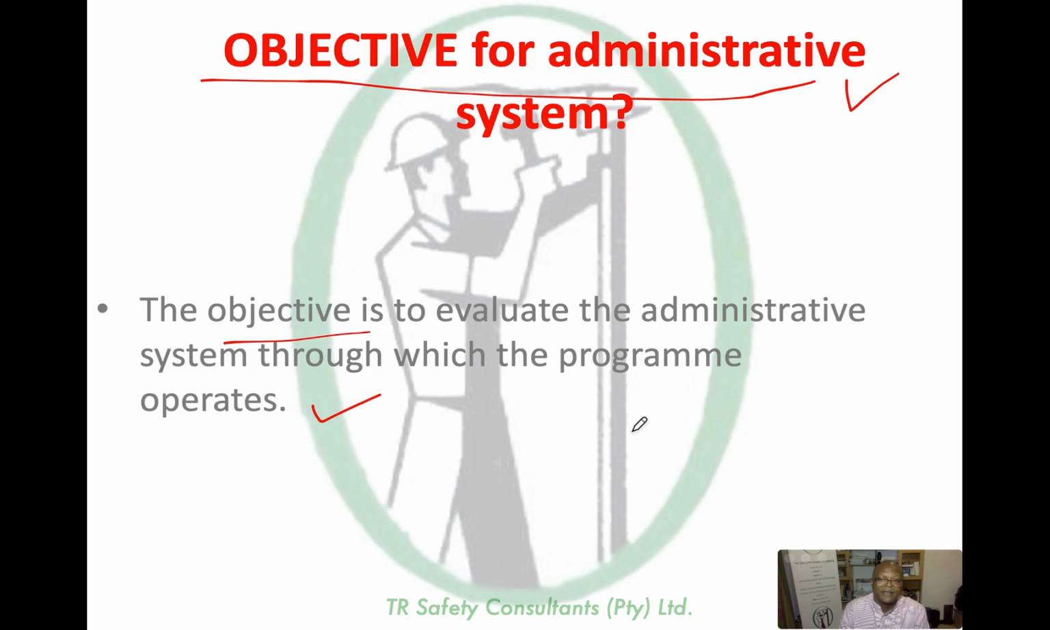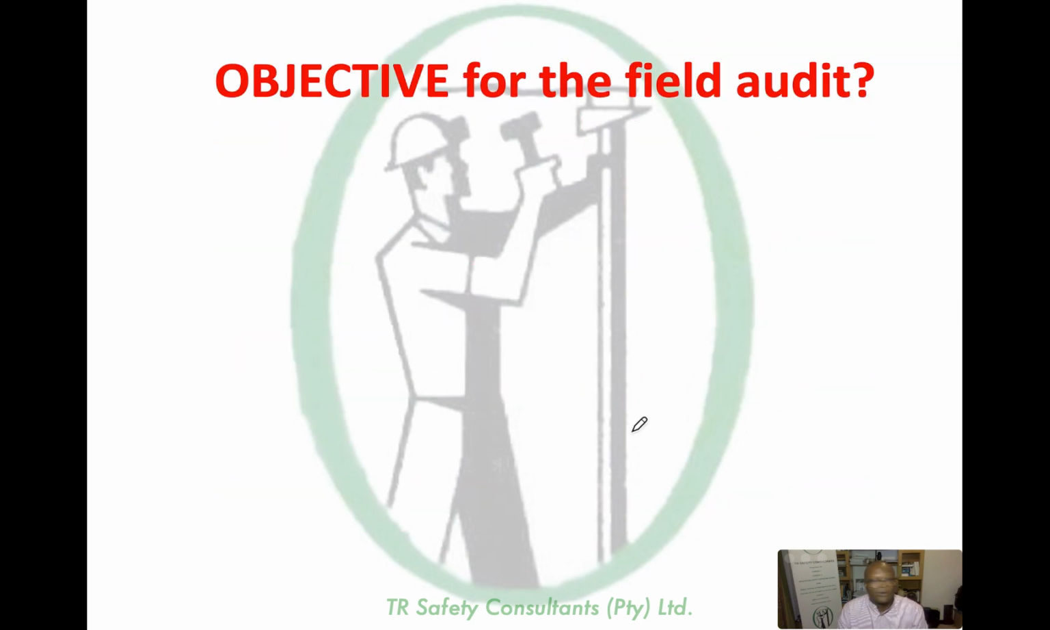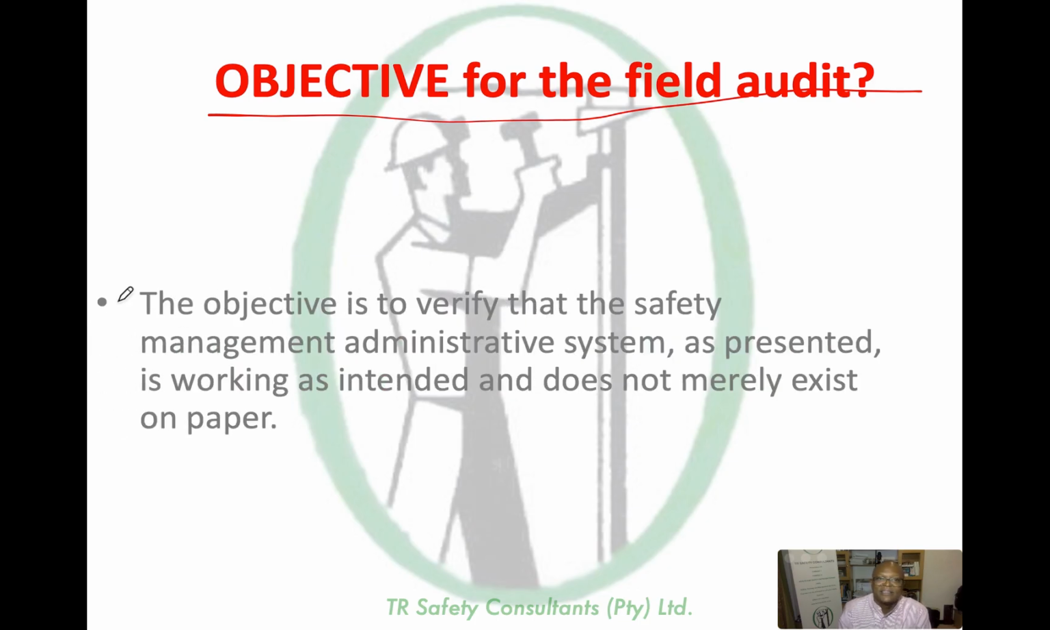And we go to your objective for conducting a field audit. Again, very important to note, it is in red, and that is the objective for doing a field audit: to verify that the safety management administrative system is present. Remember, we had checked the offices and so forth. So we are checking if it is working as intended and does not merely exist on paper. That's the field audit for you.